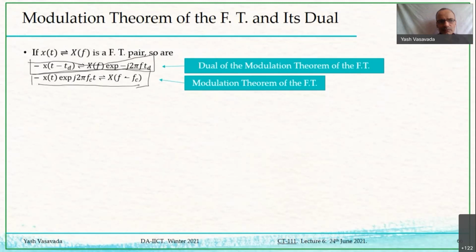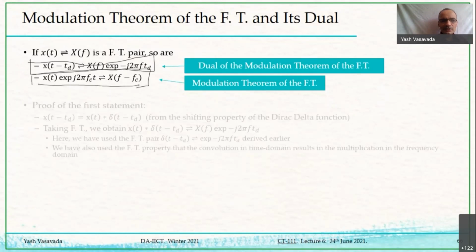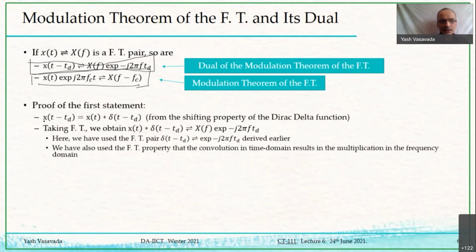And so now if I replace f by t and t by f using the duality property, the same statement I can write like this. So this is the dual of the modulation theorem. So let us first prove the dual part, okay?